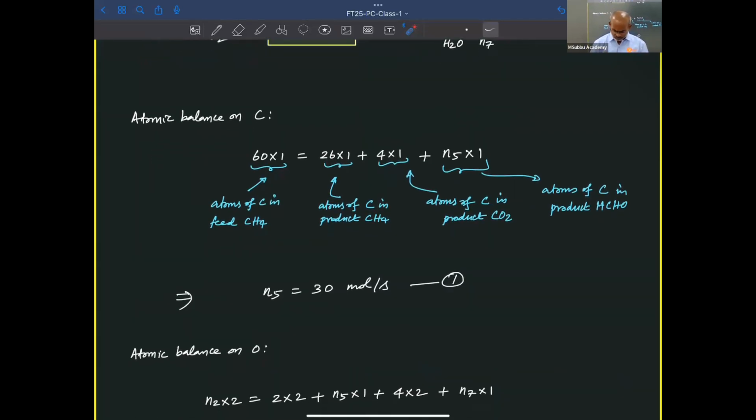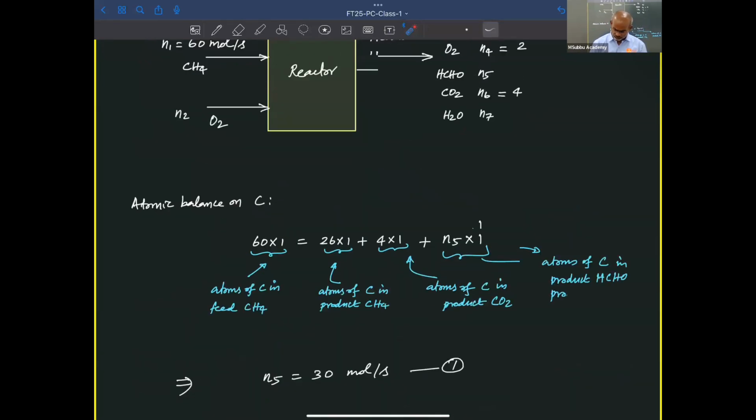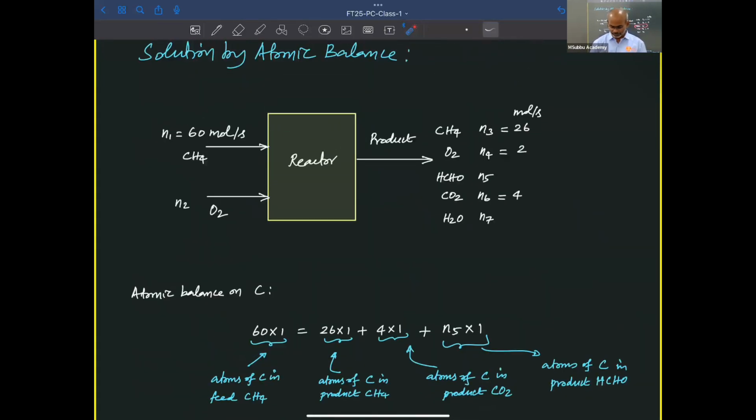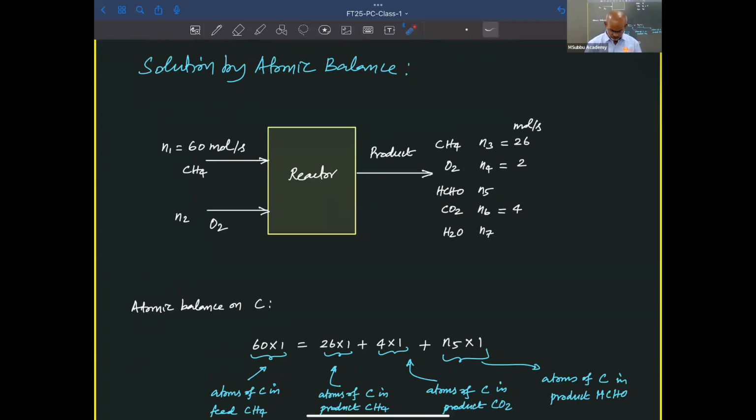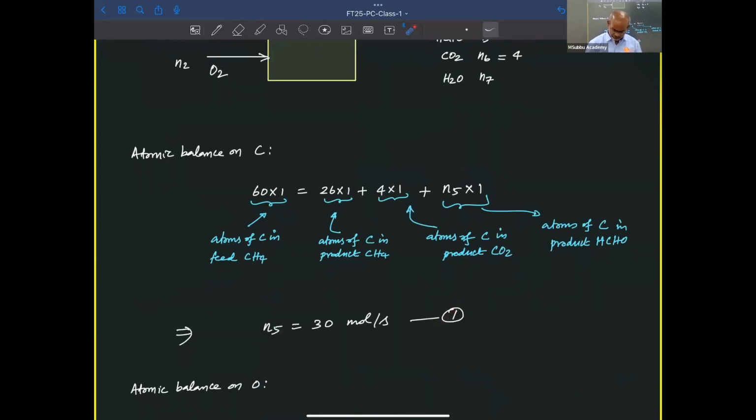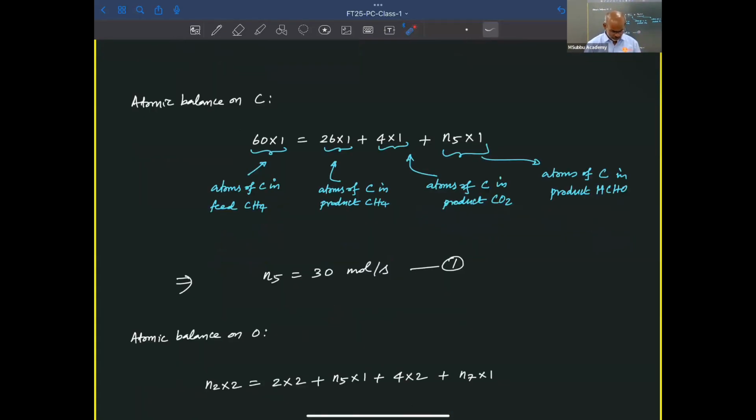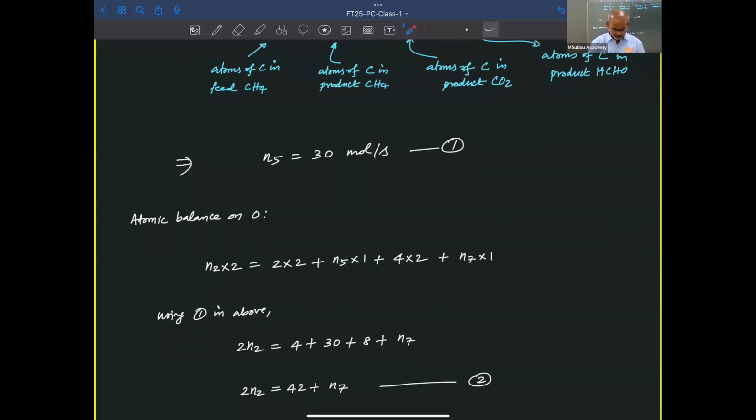Which is directly giving you the data of N5, that is, how much formaldehyde is leaving. So you are actually solving that directly, which is not needed now, but will be used for the subsequent equations. Okay, now like that we can make a balance on oxygen.